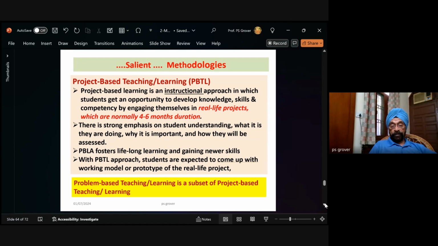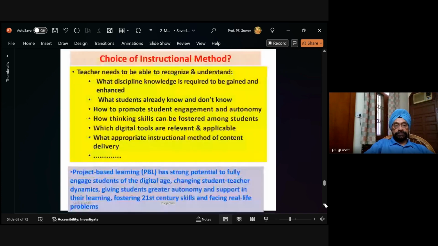Now, if you look at the program outcomes, maybe pharmacy, maybe management, maybe engineering, maybe law, lifelong learning is an integral part of that. And lifelong learning is an integral part because of the changing technological scenario. So in the project-based learning teaching-learning approach, students are expected to come up with a working model. This will make the students autonomous. It will make the students independent. So try to include this in your curriculum as much as you can.